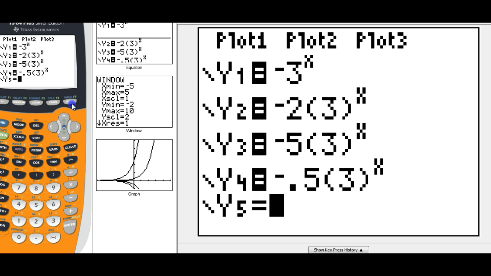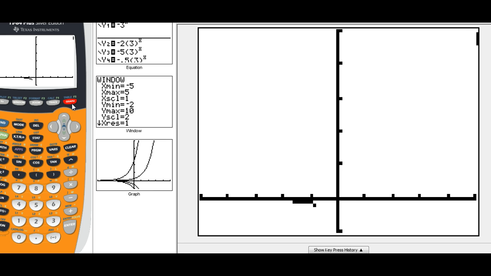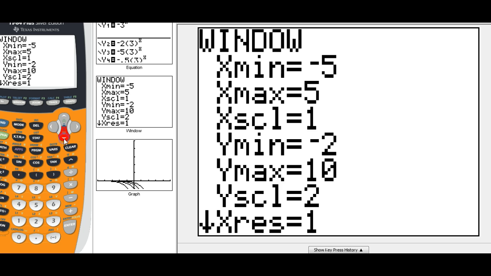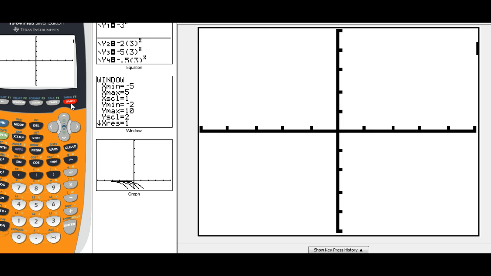And now if I hit graph, let's see what we get. Well, it doesn't look real great because we have a y minimum of -2. So that's not nice. Let's go change our y minimum to -10 in our window, and then we'll see a better picture here. So go to your window and make our y minimum -10. Now hit graph and we'll see the same kind of picture we should draw in our notes.